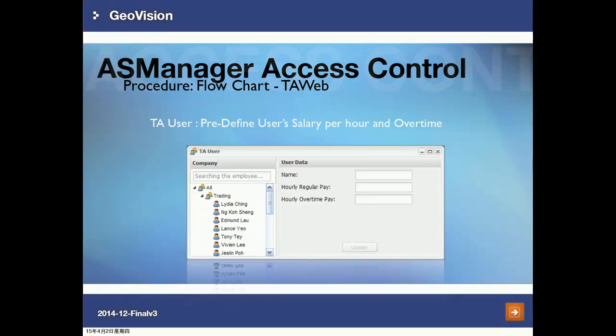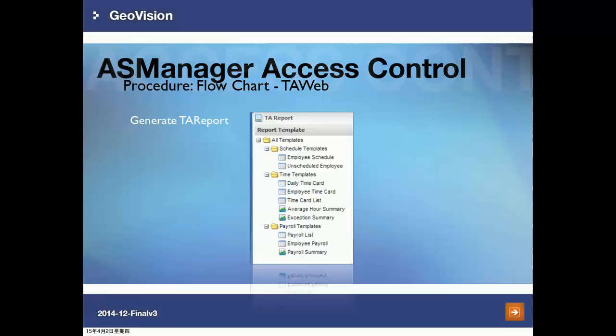Next, you have to go to TA user. Here you have to set the user names and then their hourly regular pay and then hourly overtime pay before you can complete your TA web setting. Finally, once the schedule is completed, you can go to TA report and run reports for your payroll or even a time card.